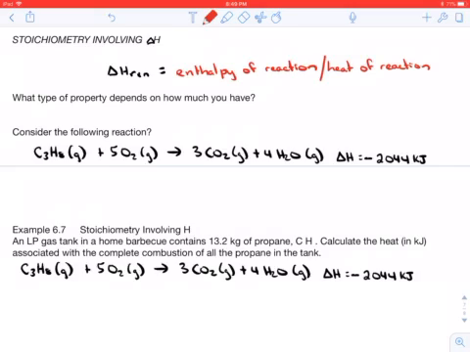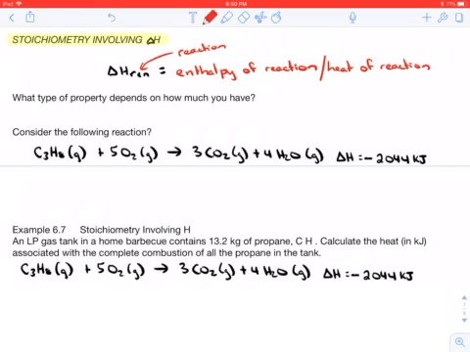use probably most often, is the stoichiometry behind delta H. So we know that delta H of a reaction is the enthalpy of a reaction. That's just a way of abbreviating Rxn. In chemistry, we should hopefully know it always means reaction.